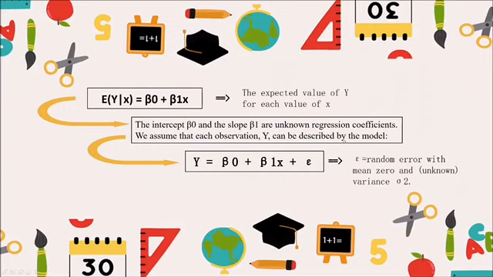Next, the intercept beta 0 and the slope beta 1 are unknown regression coefficients. We assume that an observation y can be described by the model y equals beta 0 plus beta 1 times x plus epsilon. Epsilon is a random error with mean 0 and unknown variance.